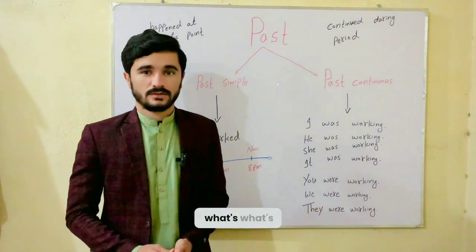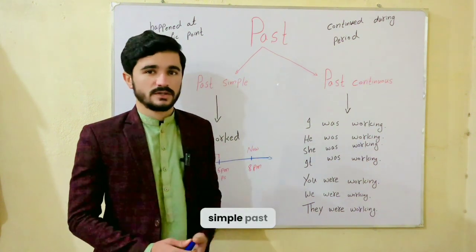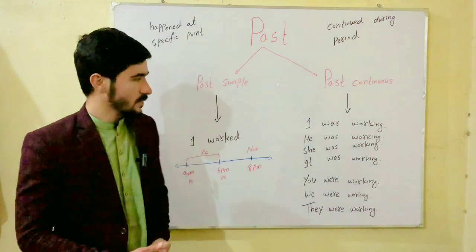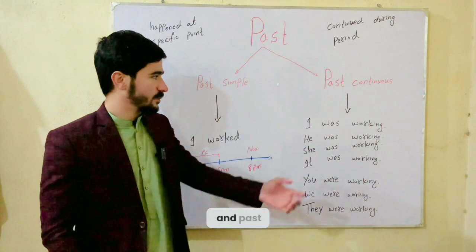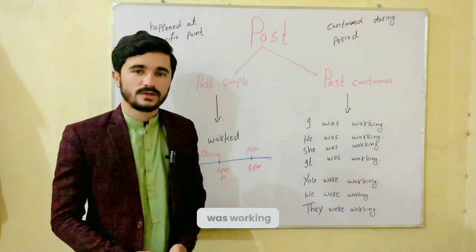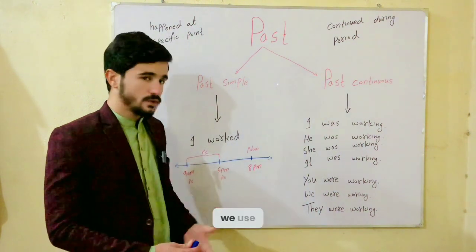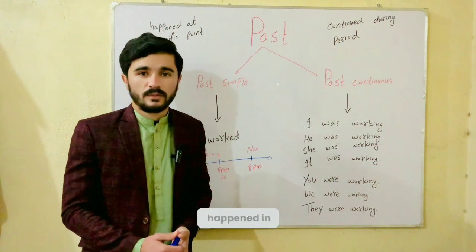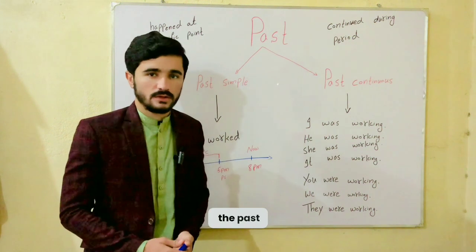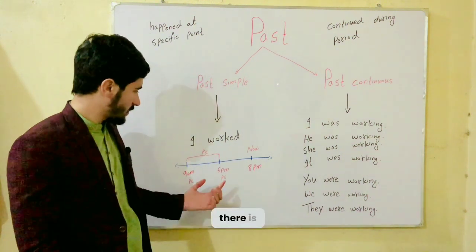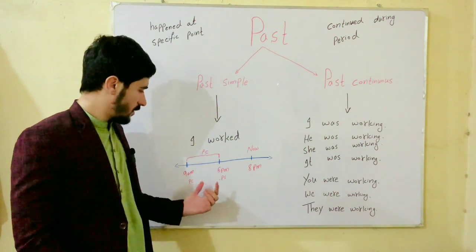So let's learn the difference between these two tenses, simple past and past continuous tense. In simple past we use, for example, I worked, and in past continuous we use I was working. Simple past is used when something happened at a specific time, something done in the past. For example, there is a period of time, like I was working.